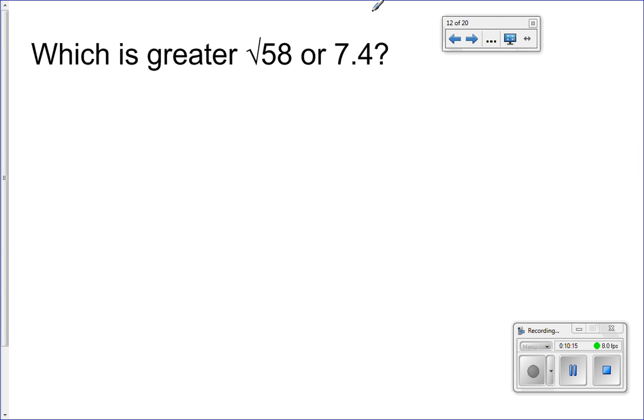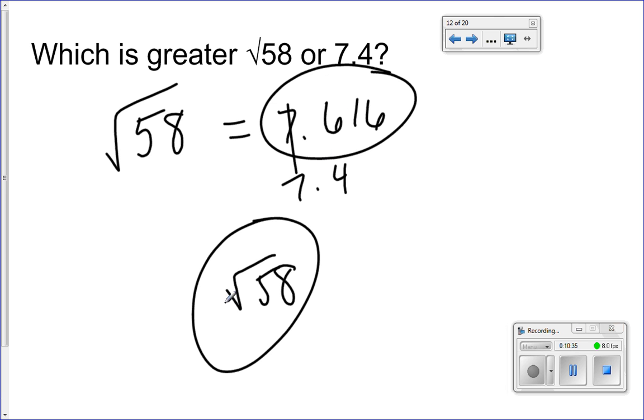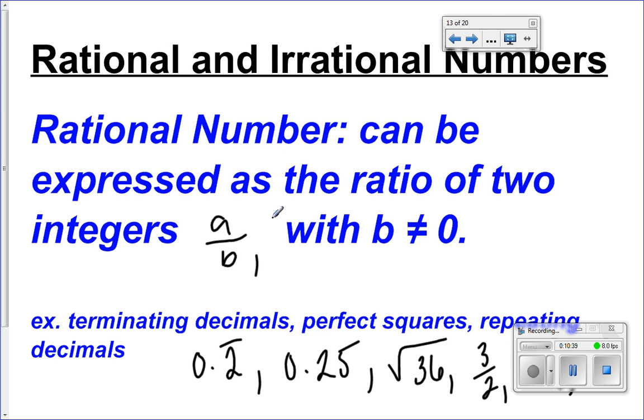Why don't you go ahead and try this one on your own? So you should have seen that the square root of 58 is greater. Because when I type this in, I get 7.616. Line up my decimals, these are the same, this one's greater, so the square root of 58 is greater.